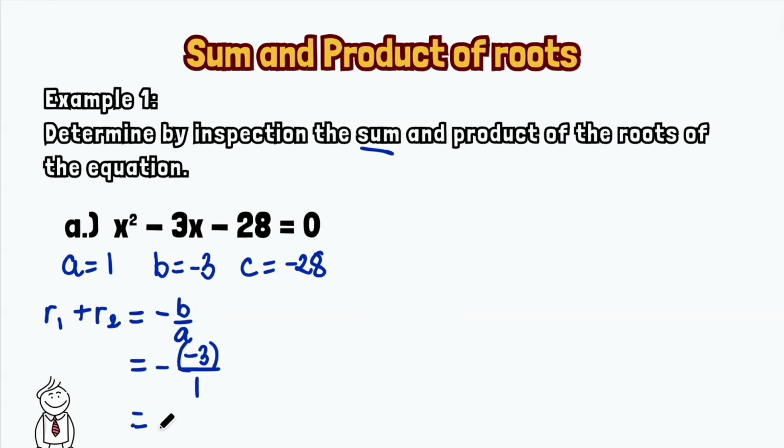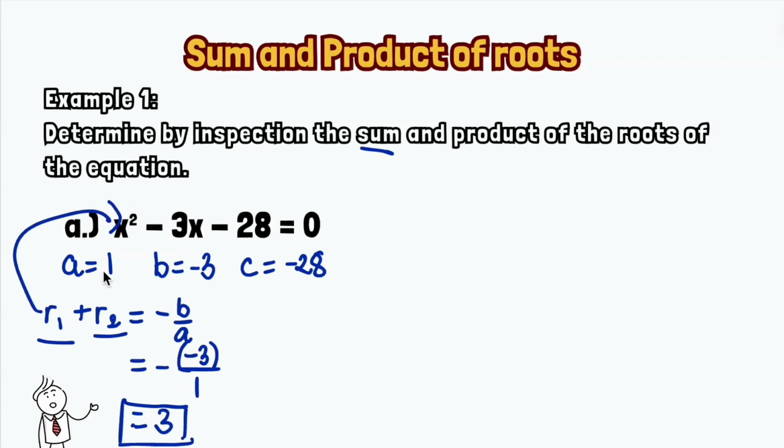So, simplifying this one, negative times negative, that is positive. When you multiply this one, that is positive. 3 divided by 1, we have 3. So, the sum of the two roots is 3. Ibig sabihin, kung meron kang dalawang roots nito, yung quadratic equation na to, kapag pinag-add natin, that is 3. Okay, so, di ba? We have the sum.